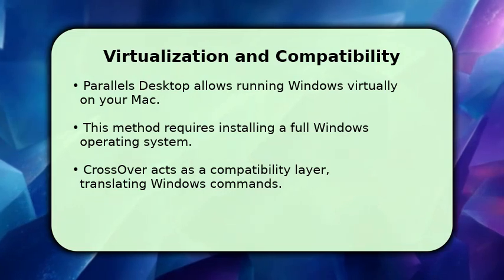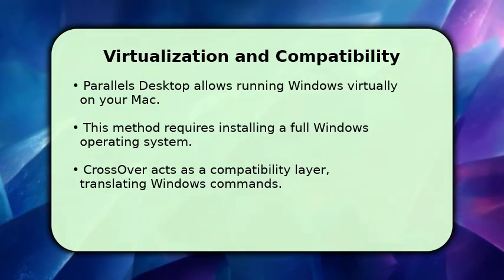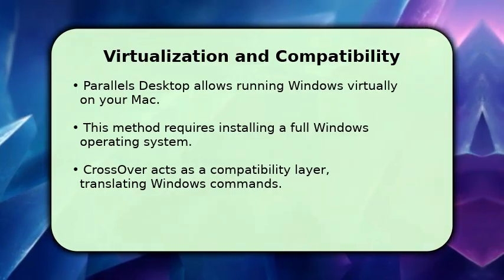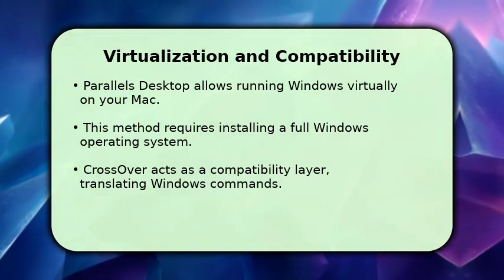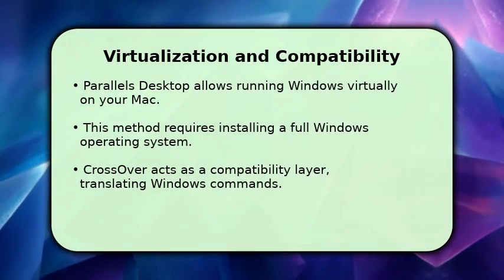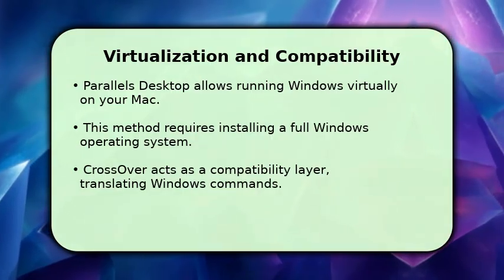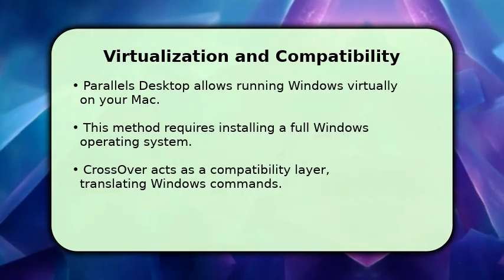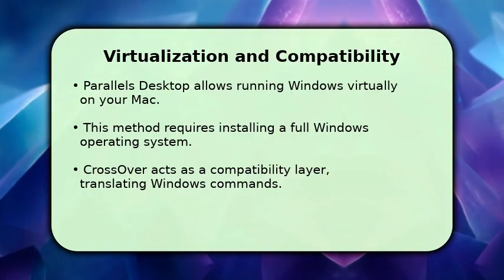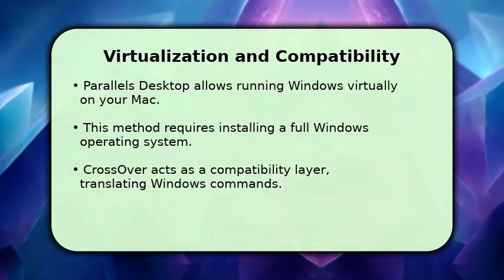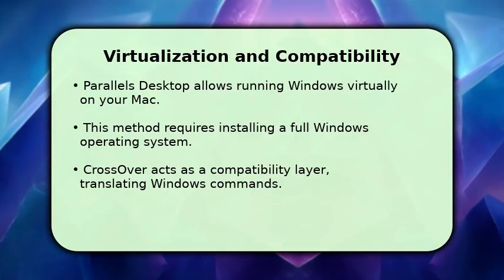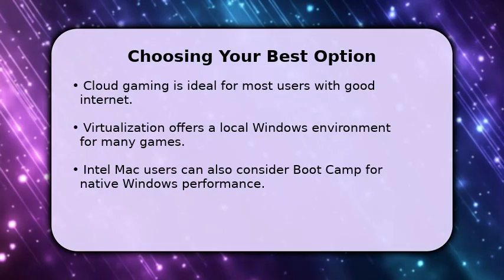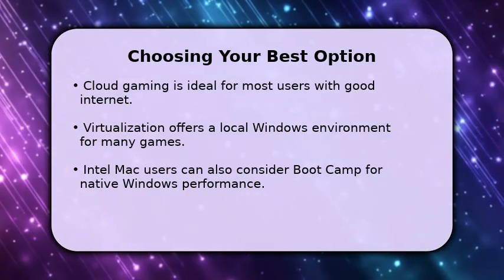Another approach involves running Windows on your Mac. Parallels Desktop is a virtualization software that lets you install and run Windows alongside macOS, even on Apple Silicon Macs. This provides a full Windows environment to install Overwatch 2. Alternatively, CrossOver is a compatibility layer that translates Windows commands to macOS, often offering good performance without a full Windows installation. Both methods require sufficient storage, typically around 100 gigabytes, and at least 8 gigabytes of RAM for optimal gameplay. Deciding the best method depends on your specific setup and preferences.